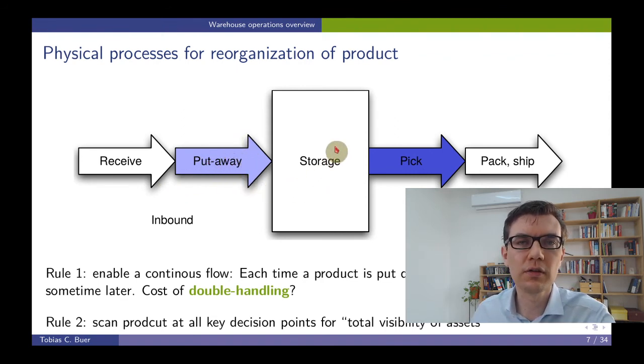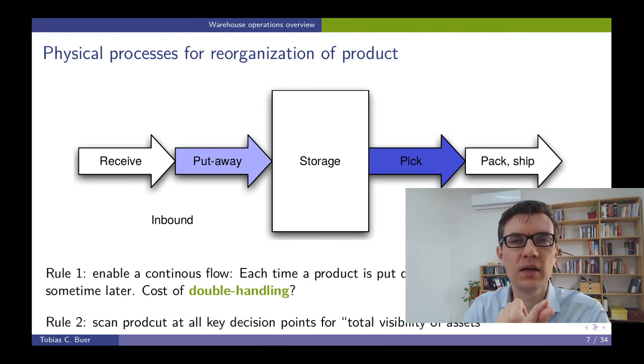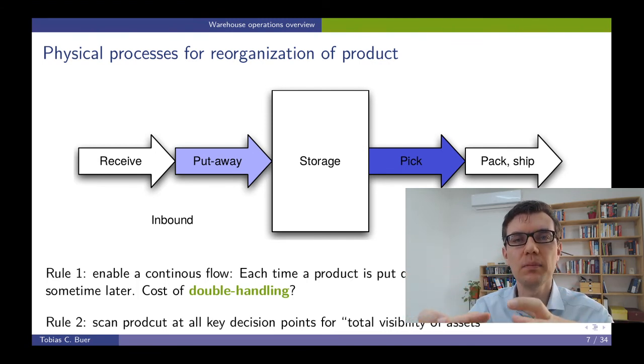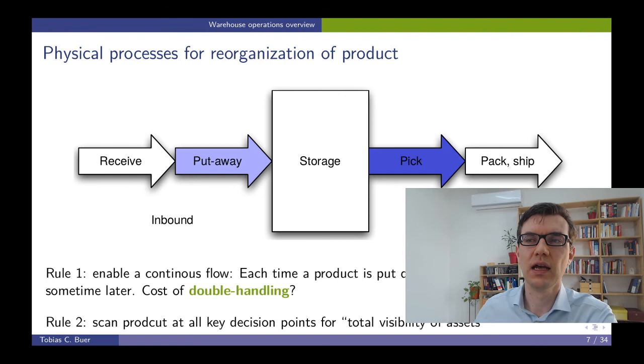We store the product for a couple of days, weeks, or months, and at some point in the future, one of our customers places an order, and then this triggers a picking process. The customer order triggers the picking process. Then we need to decide from which location we should pick the product and how to pick it. Once we have assembled all the picked products, we need to pack them to make them ready to send out to the customer, and then it's shipped away.